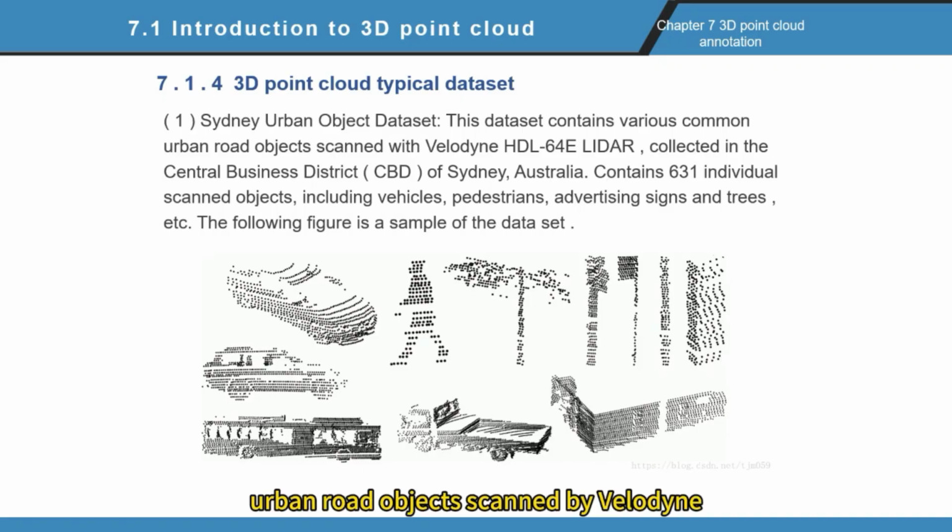The Sydney Urban Object Dataset contains various common urban road objects scanned by Velodyne HDL-64E LiDAR in the Central Business District of Sydney, Australia. It has 631 individual scanned objects, including vehicles, pedestrians, advertising signs, and trees. The figure shows a sample of this dataset.